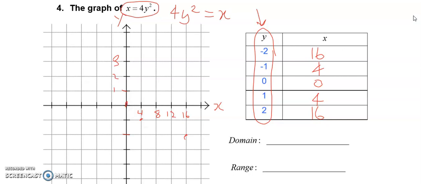0, 0 is the origin, of course. If y is 1, x is 4, a point right there. You can see why this is not a function, right? Because it's going to fail the vertical line test.